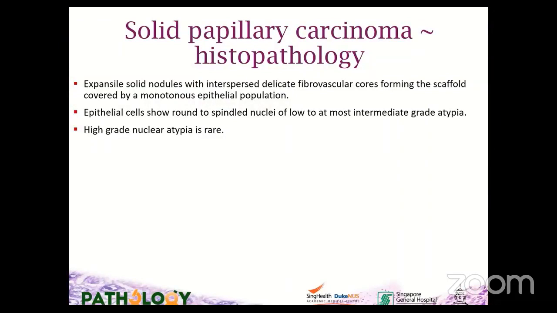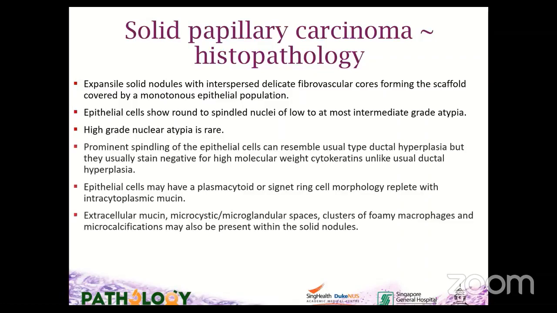Histologically, as shown earlier, they form expansile solid nodules with interspersed delicate fibrovascular cores that form the scaffold covered by a monotonous epithelial population. These epithelial cells can reveal a spindled morphology and are of low to at most intermediate nuclear grade. High nuclear grade features are rare. Prominent spindling of these epithelial cells can resemble usual ductal type hyperplasia, but when interrogated using immunohistochemistry, they would stain negative for high molecular weight keratins, unlike usual ductal hyperplasia.